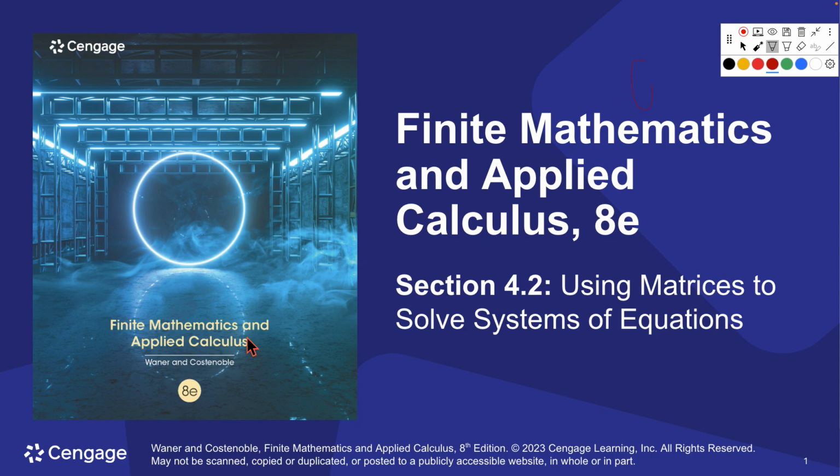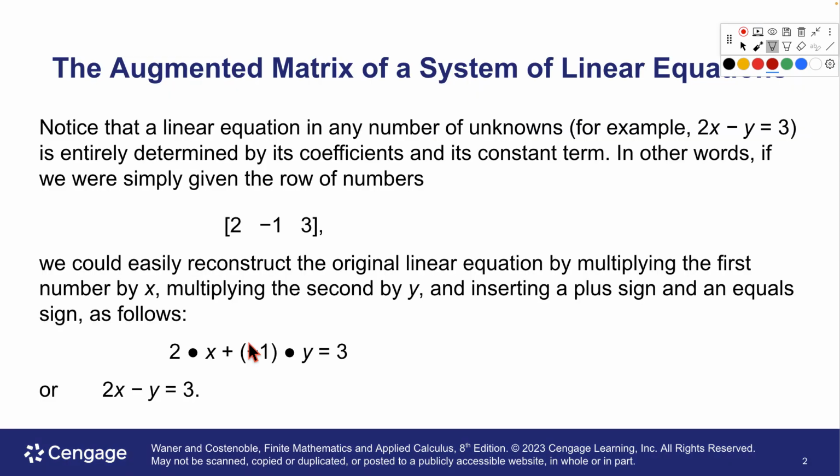So what we looked at previously in 5.2, we're going to look at how we can use matrices to solve systems of equations. Remember in the last section, we were talking about setting up a matrix equation AX equals B. What we're going to do is combine A and B into one matrix, and we're going to call that an augmented matrix.